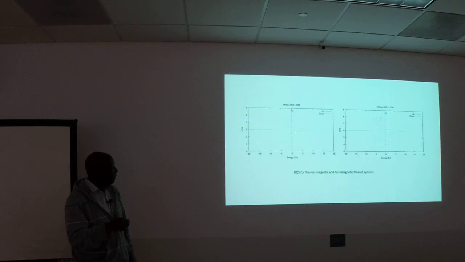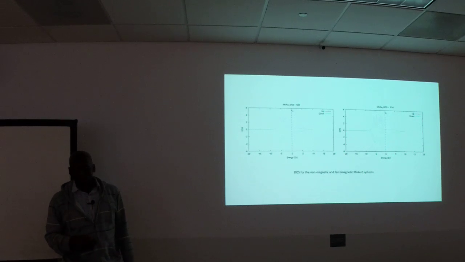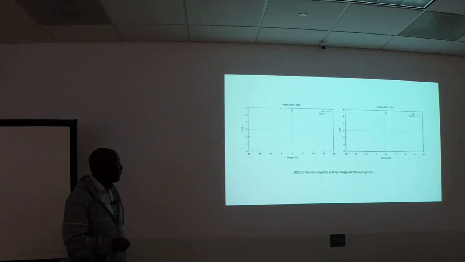So again, this is non-magnetic. I've set the spins to zero, and this is ferromagnetic. In the non-magnetic case, you see that the up and down sum to zero, and in the other case, the contribution to this magnetization is mostly due to the manganese in the system.